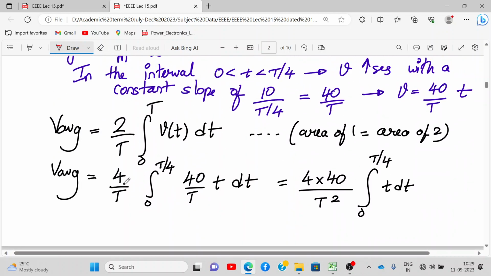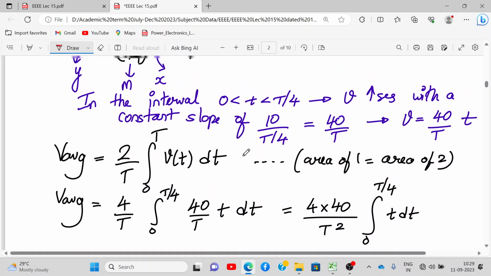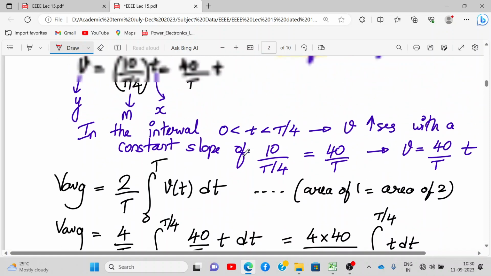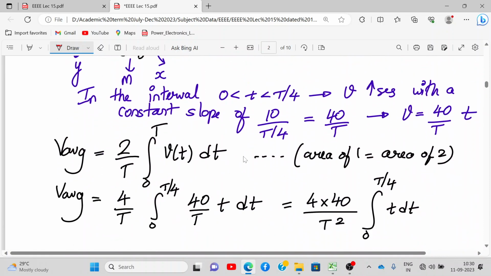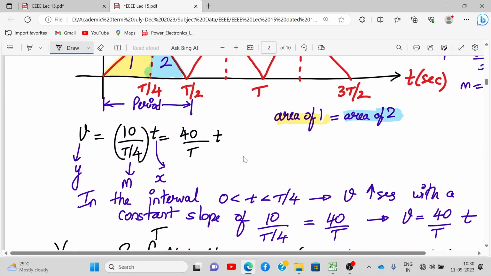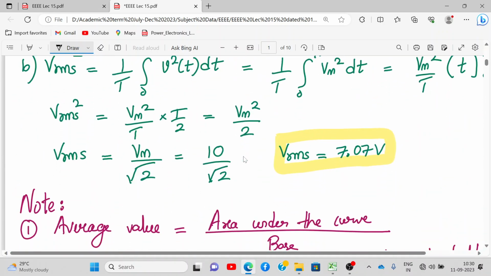What, 4 by T? This? Second step you are saying? Oh, got it, sorry. See, this is twice the area, right? But this is... see, what is the result we have written over here?